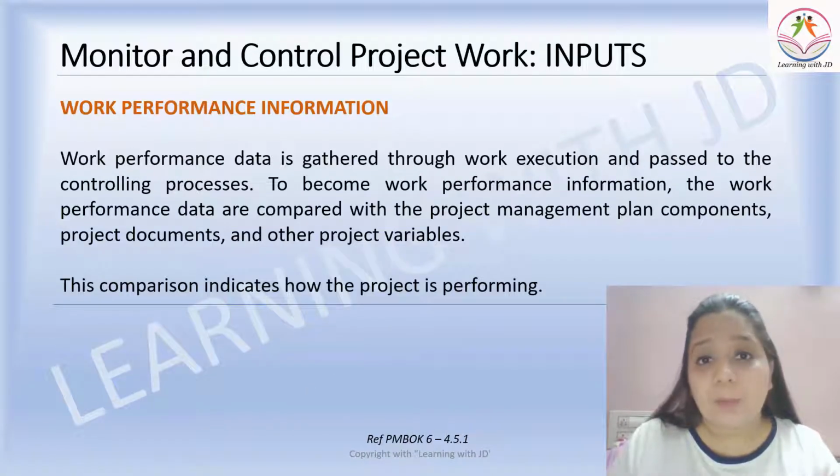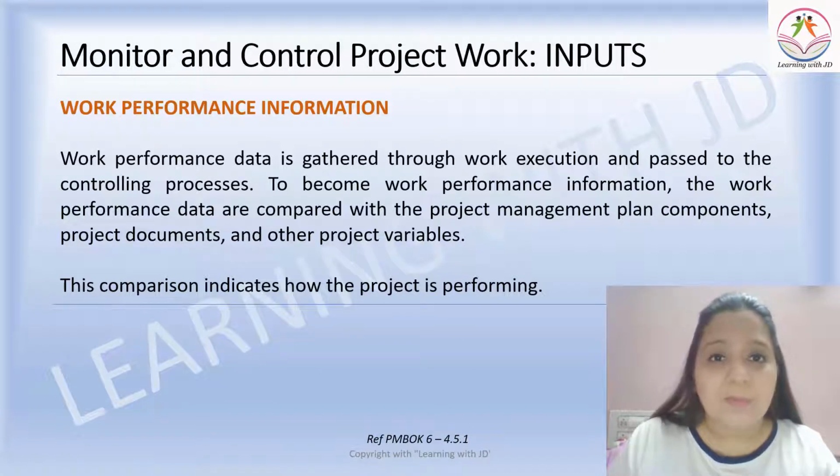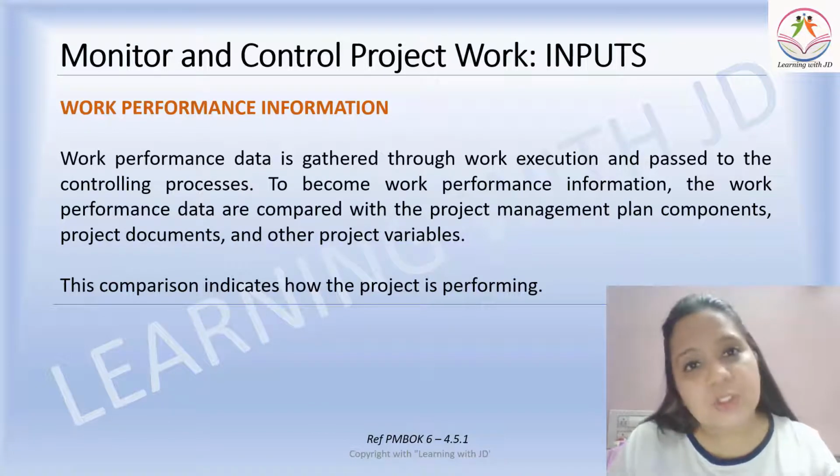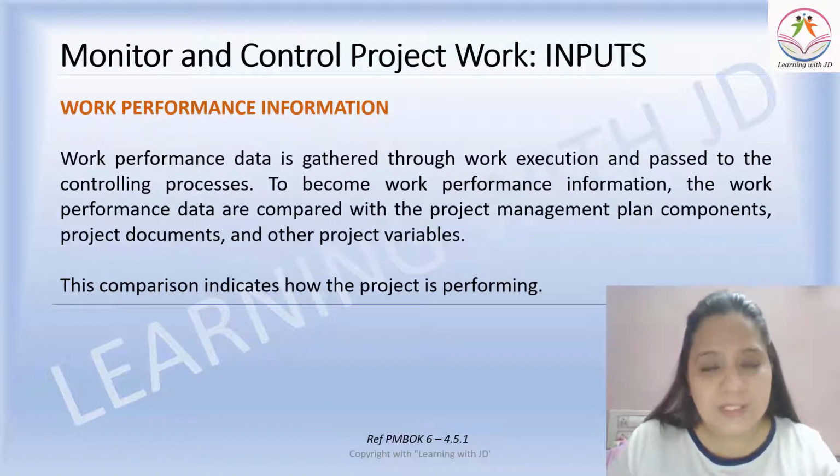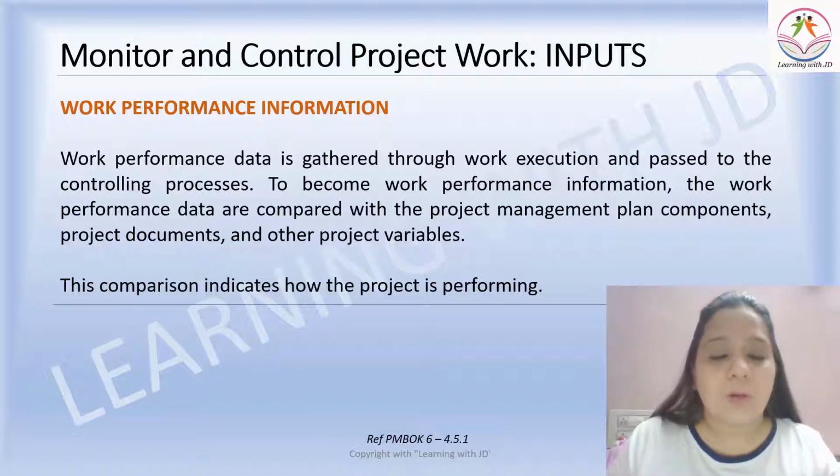Then you need the work performance information. Now what is the work performance information? There is some work performance data that is collected through the work execution section and it is passed on to the controlling processes. So when the data is extracted from the execution and passed on to the monitoring and controlling process group, it is known as work performance information. You need to know, right, what is the work that is performed, and you need to monitor that. To become work performance information, the work performance data are compared with the project management plan components.